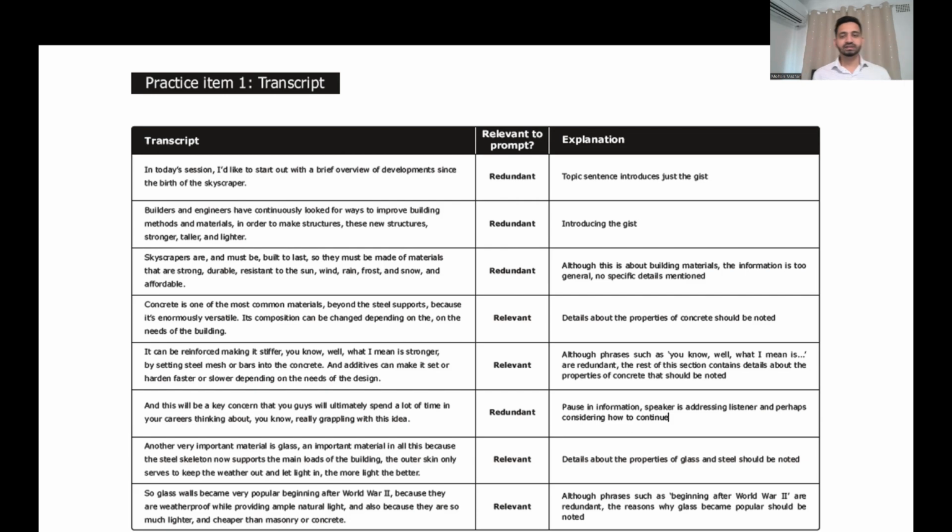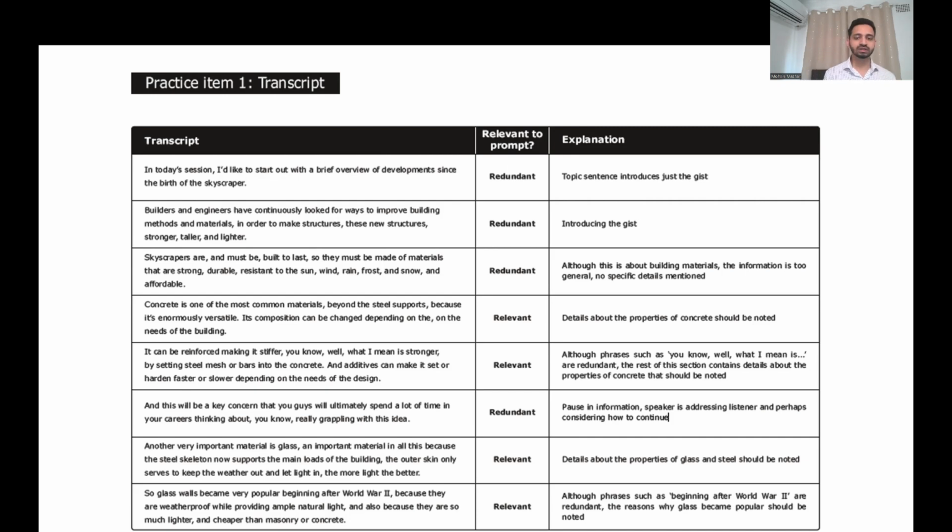Okay. Next sentence, another very important material is glass, an important material in all this because the steel skeleton now supports the main loads of the building. The outer skin only serves to keep the weather out and let light in. The more light, the better. Very relevant, talks about steel, talks about glass. Details about the properties of glass and steel should be noted down, which is going to help you to look at the options later.